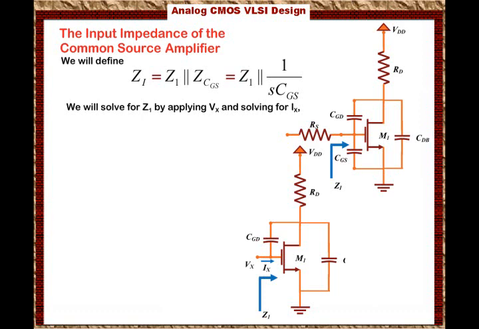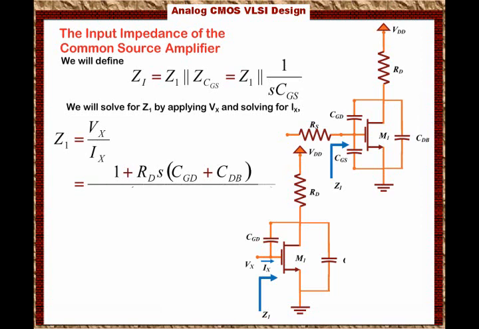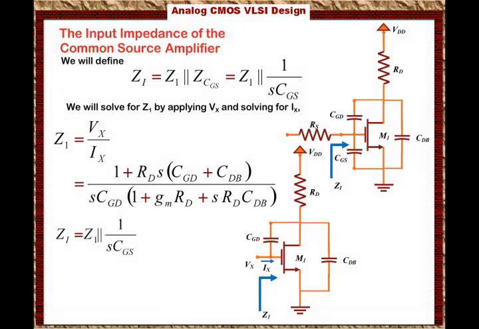Now we are going to skip the steps, but basically when you solve for Z1, which is Vx over Ix, what you will end up with is 1 plus RD times S times (CGD plus CDB) over S times CGD plus 1 plus GM times RD plus S times RD times CDB. And remember one more time that Zi is Z1 in parallel with 1 over S times CGS.